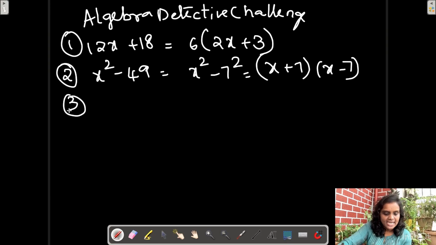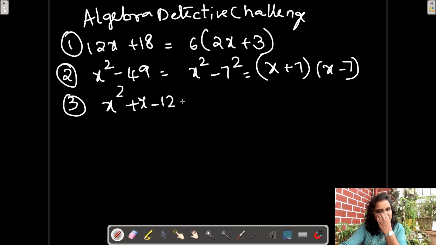Now let's see challenge 3. This is medium level, x square plus x minus 12. Now again, pause and solve the answer. I will give 10 seconds time for this. 10, 9, 8, 7, 6, 5, 4, 3, 2 and 1.